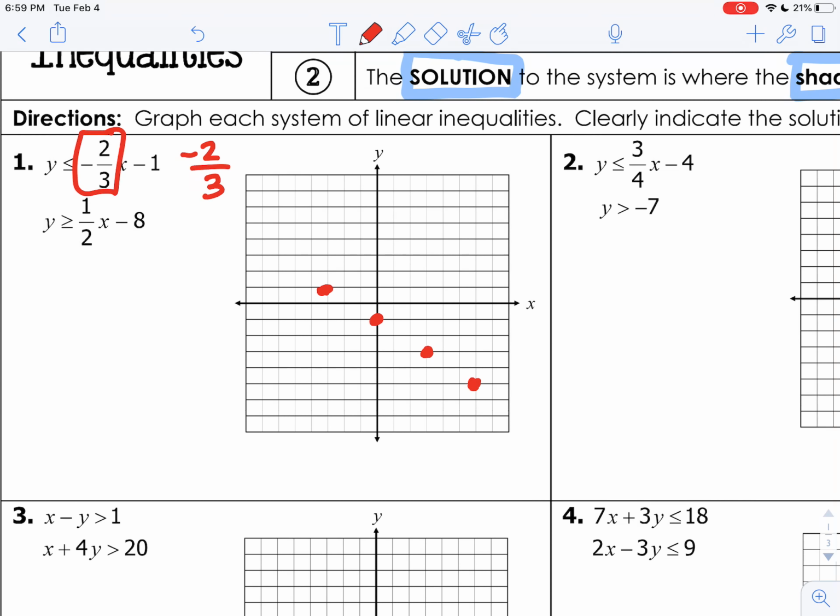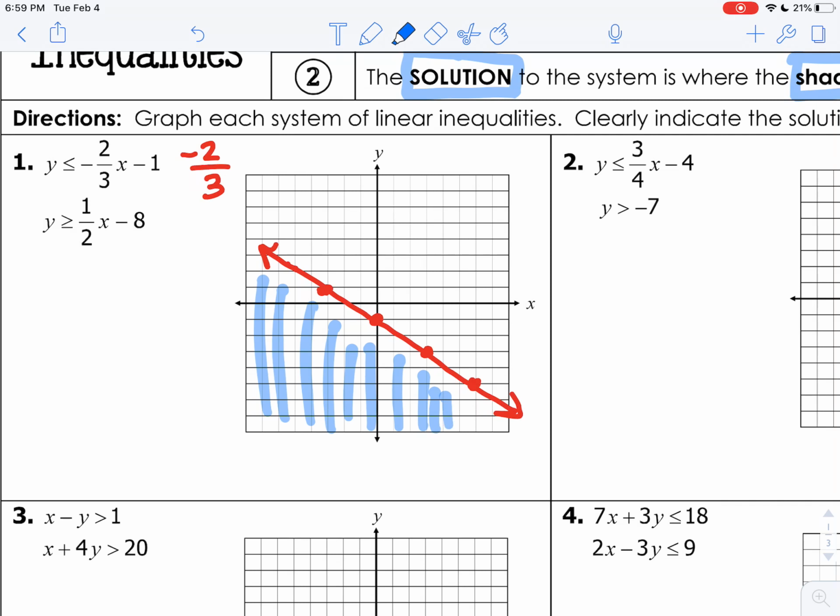And then remember that the inequality tells you it's going to be a solid line. So it's going to be a solid line. And then we have to shade this one. I would shade as you go. This one says less than or equal to, which means we're going to shade below. So I'm going to shade this way.